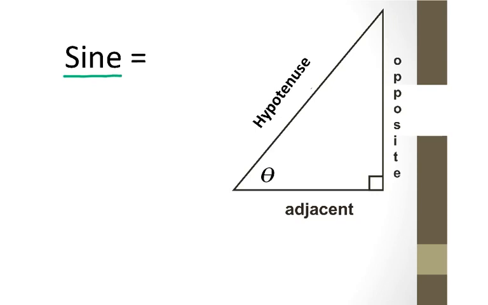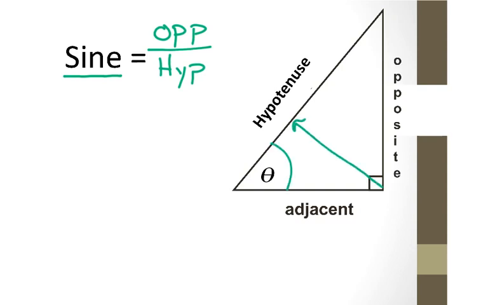Sine is always going to be opposite over hypotenuse. This is my hypotenuse, this is my opposite. So opposite over hypotenuse. All I'm doing is figuring out what sine is on this particular triangle. We can abbreviate that with SOH: sine is opposite over hypotenuse.